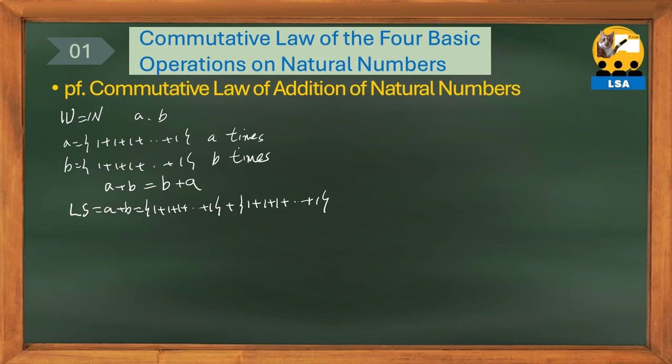The meaning of the left side is that we added b more ones to the a ones we already had. So we count the added numbers according to the definition of natural numbers. We count by adding 1 plus 1 plus 1 up to a, and continue counting as a plus 1, a plus 2, and finally up to a plus b.